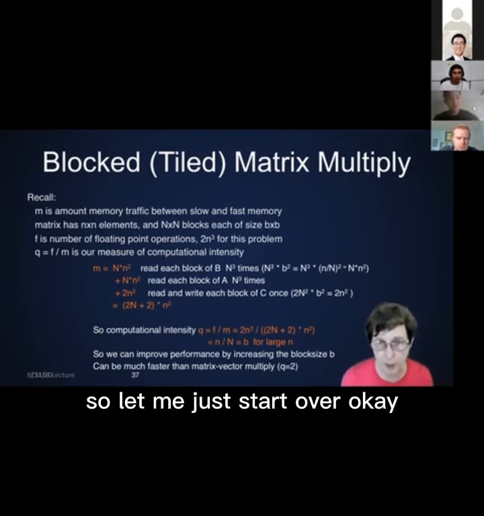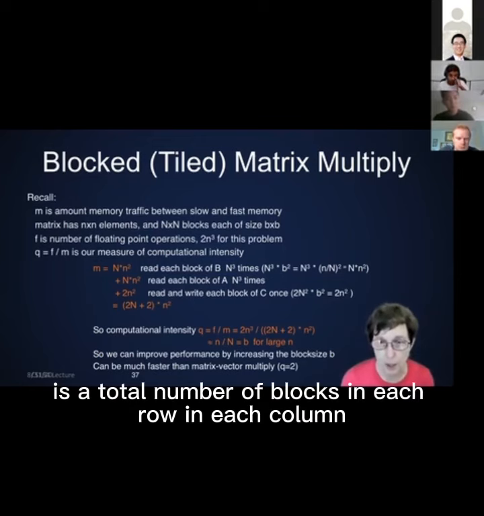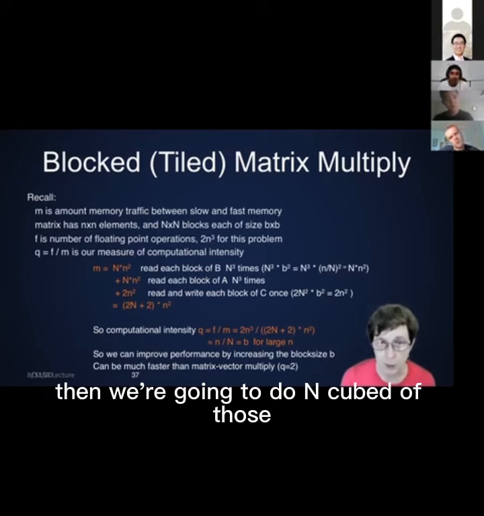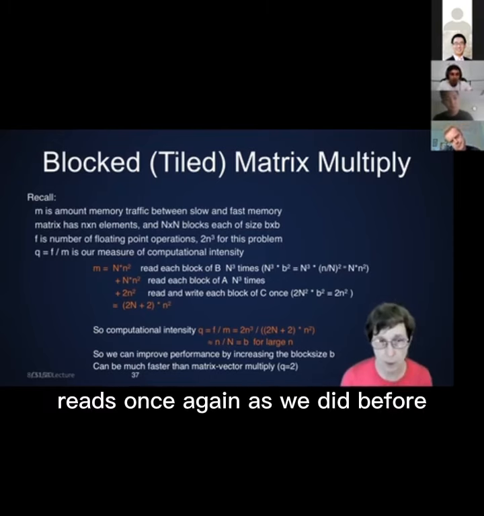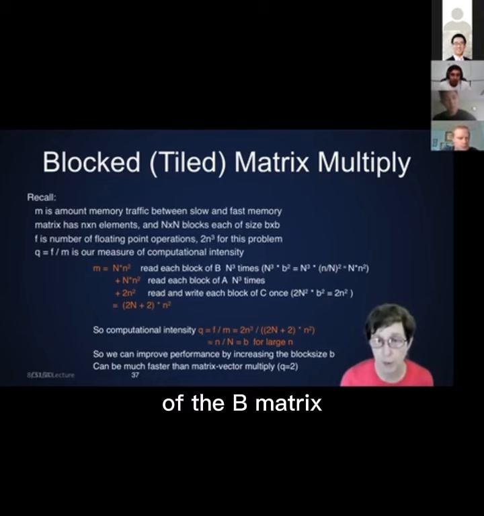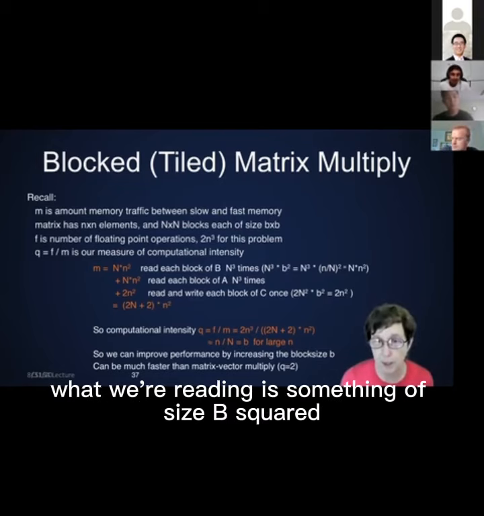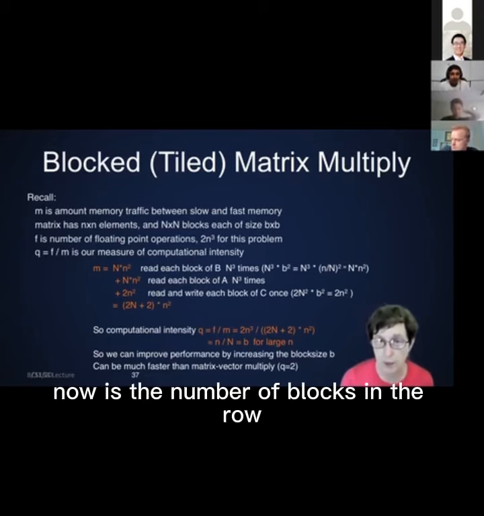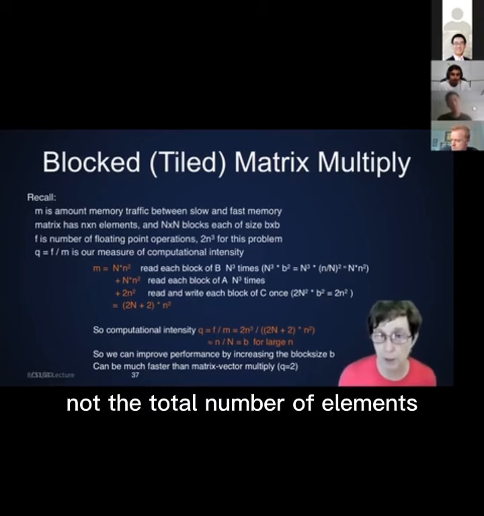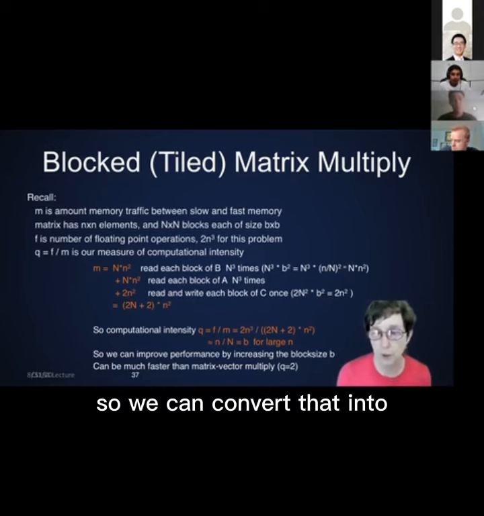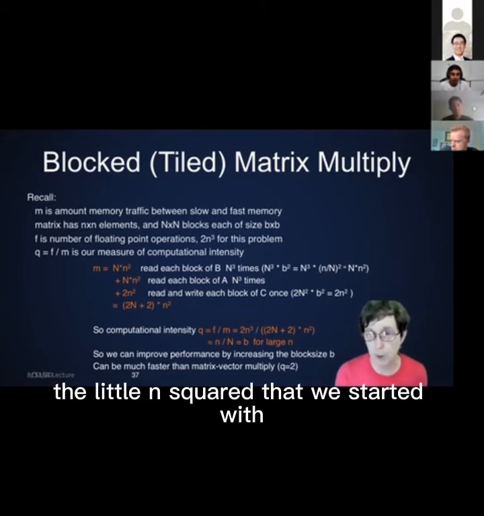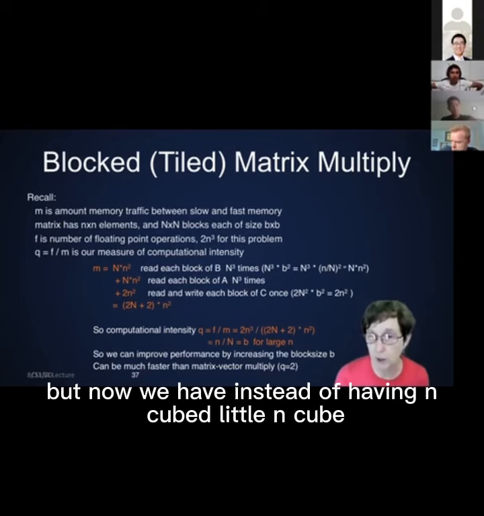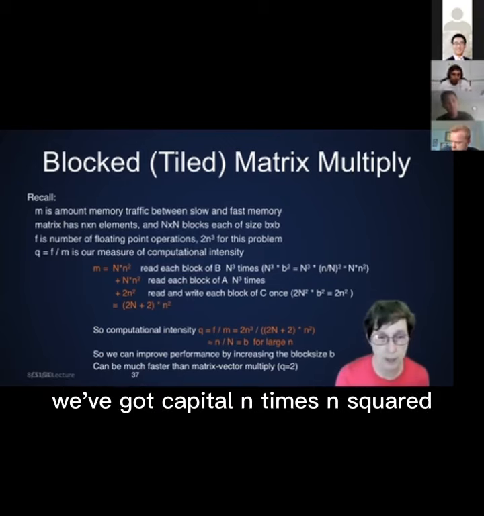So let me just start over. Capital N right here is the total number of blocks in each row and each column. And then we're going to do N cubed of those reads, once again as we did before, of the B matrix, except this time what we're reading is something of size b squared, a little b by b block. And that capital N now is the number of blocks in the row, not the total number of elements. So we can convert that into the total number of elements, the little n squared that we started with, the original matrix dimension. But now, instead of having little n cubed, we've got capital N times n squared.